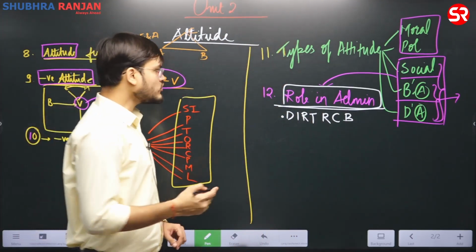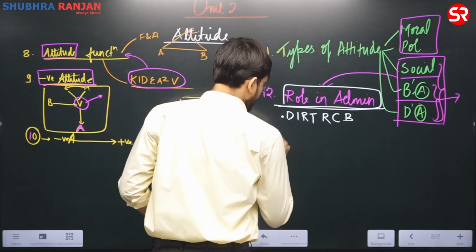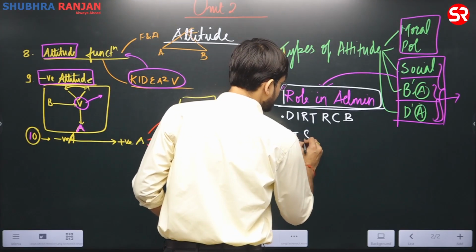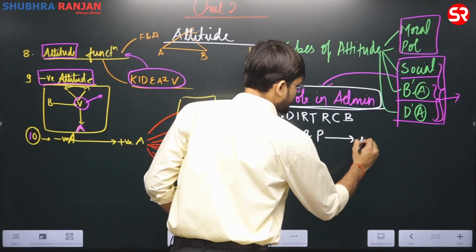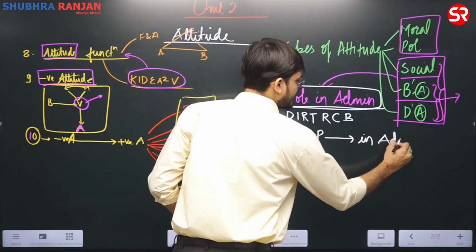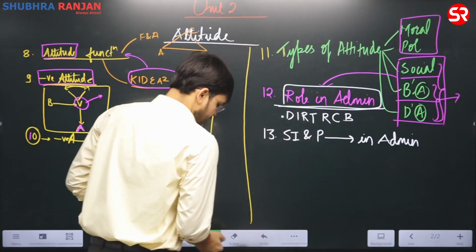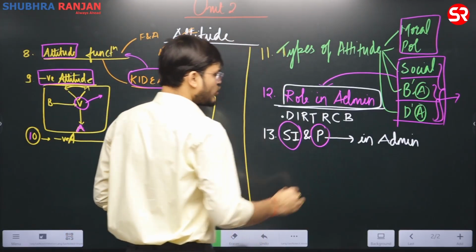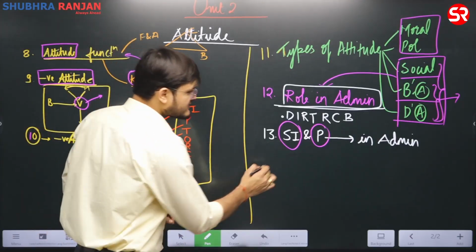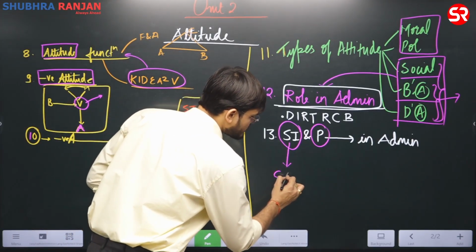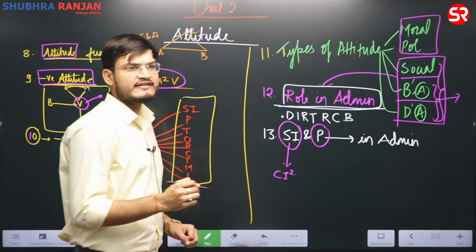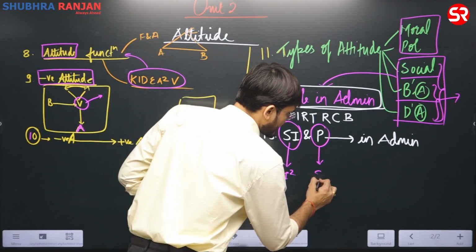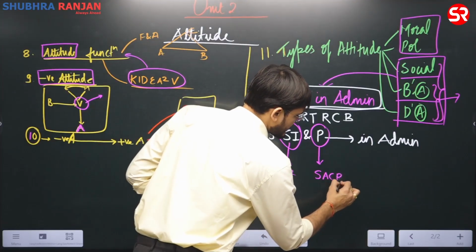The next very important theme is with respect to the role of social influence and persuasion in administration. They will be asking such type of questions. They can ask, for example, what do you mean by social influence? What do you mean by persuasion? While addressing such questions, you have to use various keywords like compliance, identification and internalization. Here you will also use keywords like SACRA: source, attention, comprehension, retention and action.